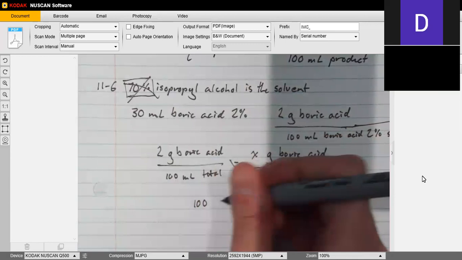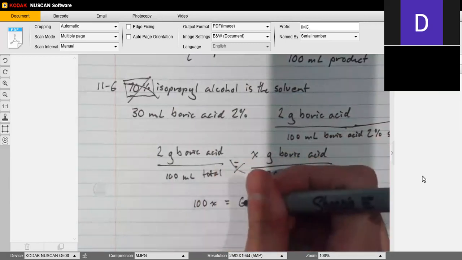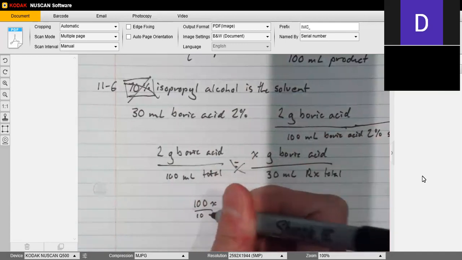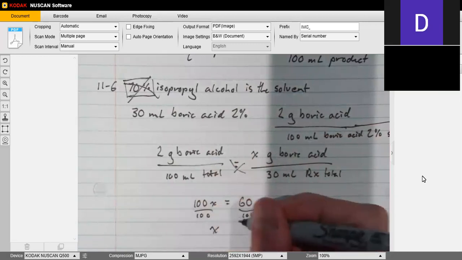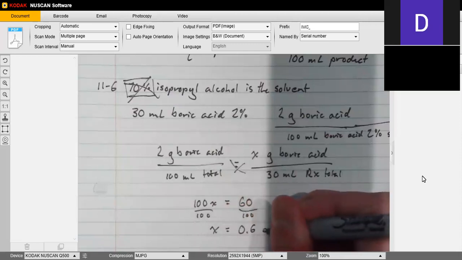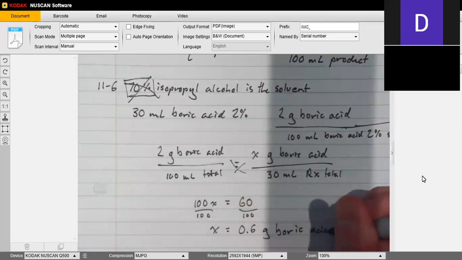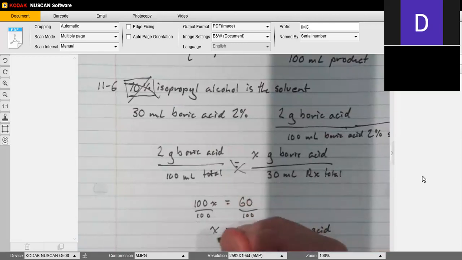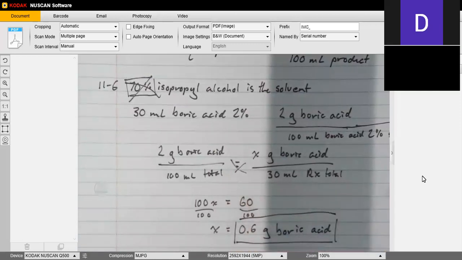That gives us 100x equals 60. Solve for x, divide by 100, divide by 100. And then our x is equal to 0.6 grams of boric acid. And that is our answer. 0.6 grams of boric acid would be used to prepare 30 milliliters of that percent strength solution.